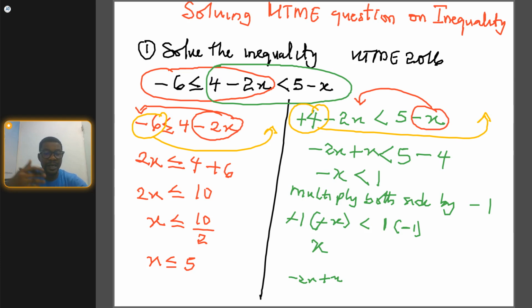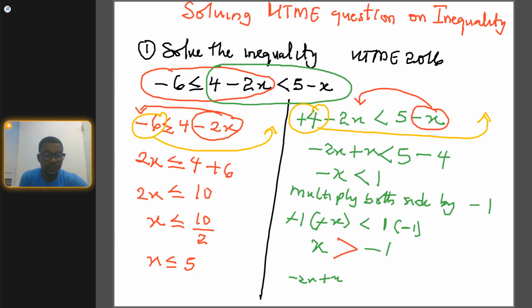Now we are having less than in the question, but because we have multiplied by minus 1, the inequality sign will change from less than to greater than. And we have 1 multiplied by minus 1, we are going to have minus 1.